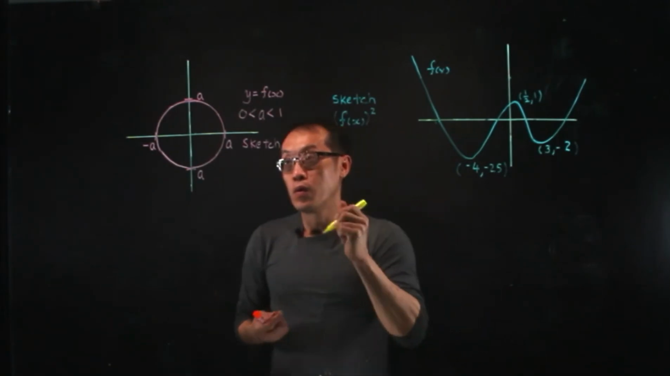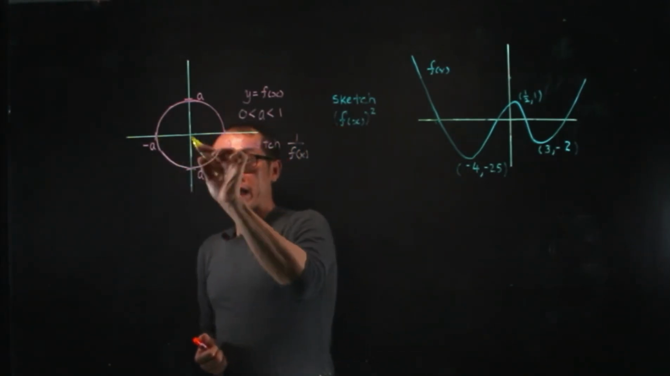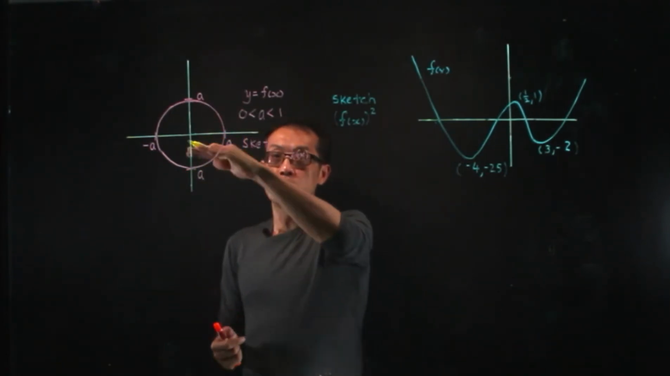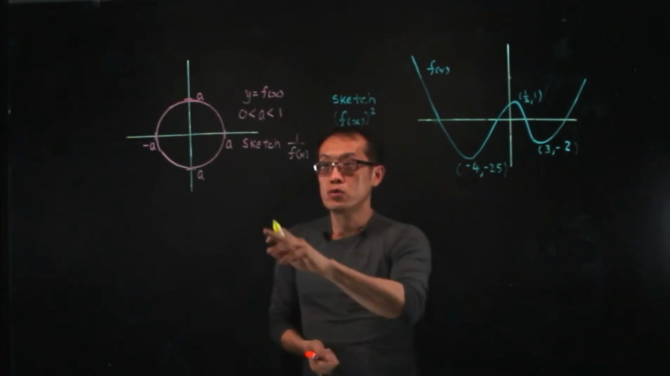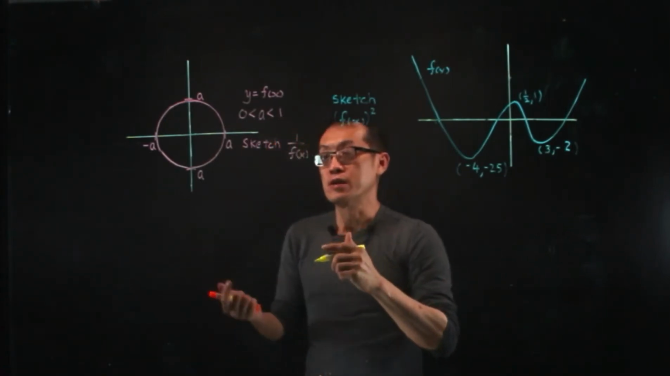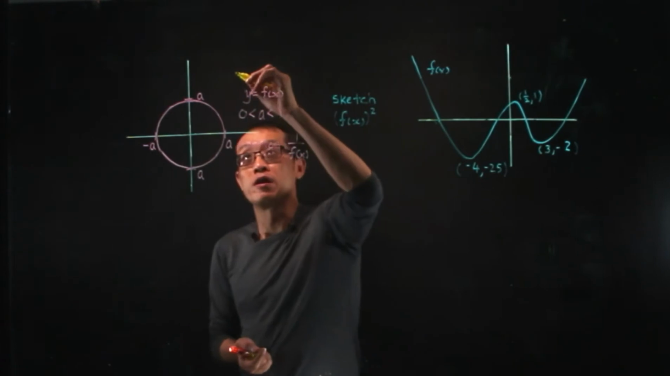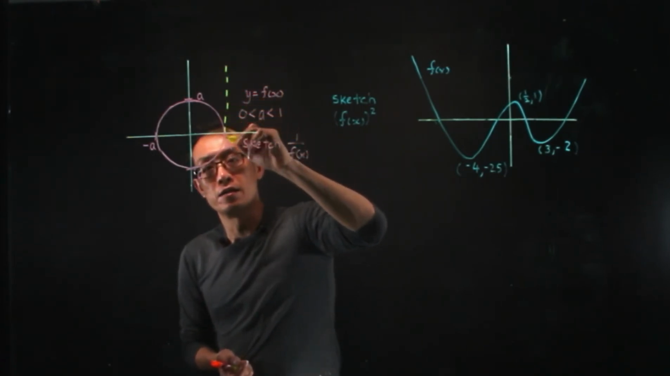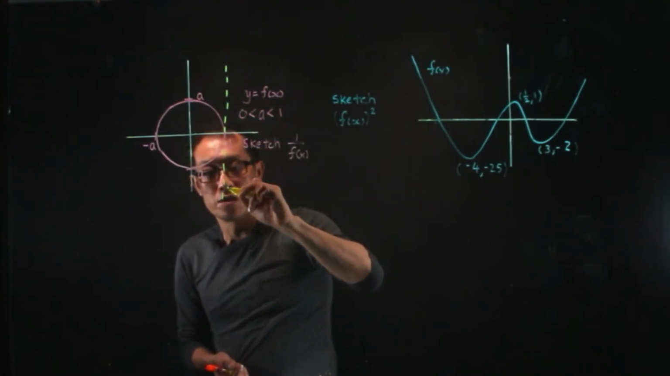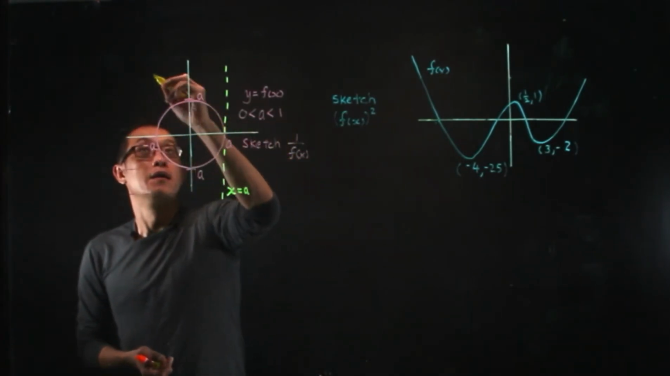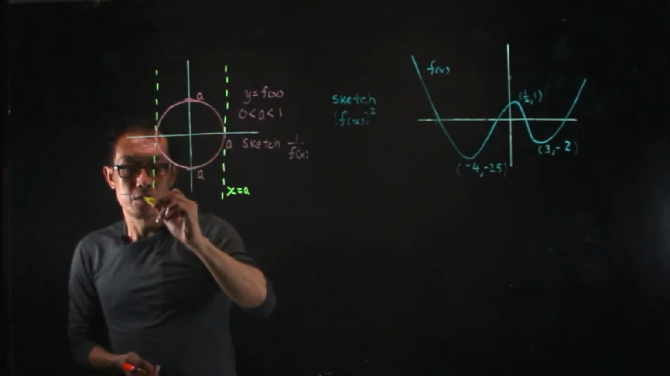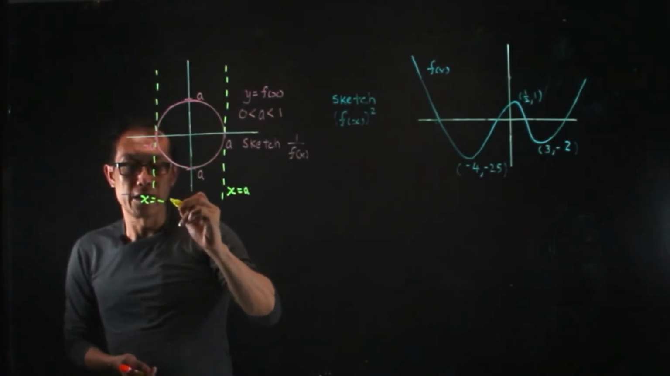Now, this is where it cuts the x-axis. Where it cuts the x-axis, y is equal to 0. So you put 1 over 0, the graph is not defined. So it is an asymptote for the graph. Let me use a dotted line. This part is x equals a. Same goes for the minus a. So this is x equals minus a.